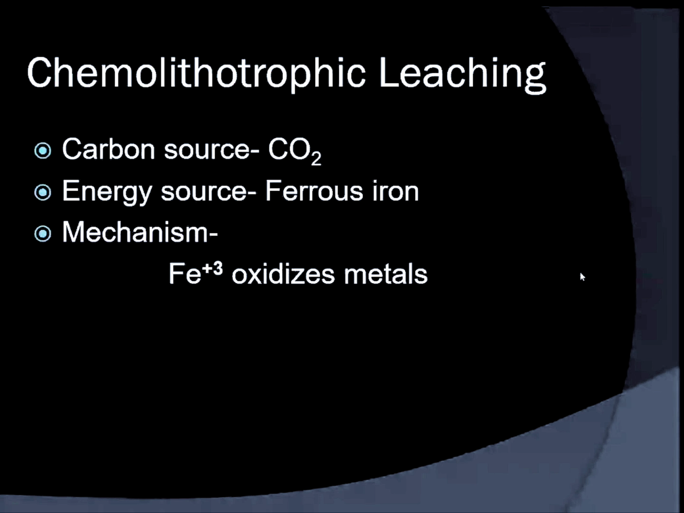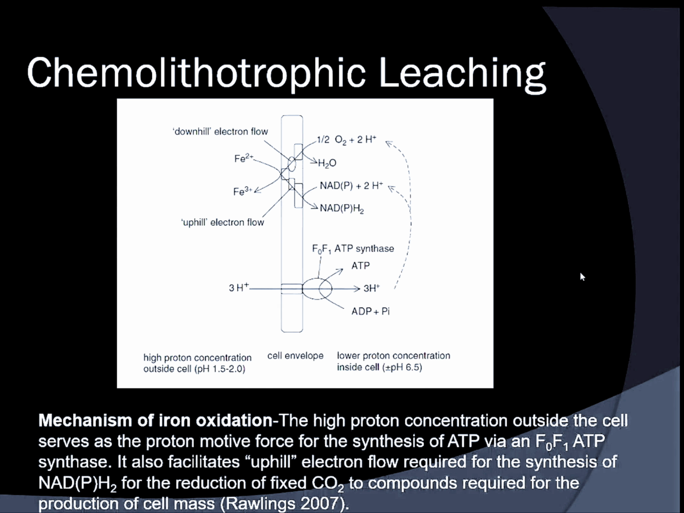In chemolithotrophs, as the name suggests, the carbon source is CO2 and litho, an inorganic source, is the energy source. So the ferrous ion in this case is an energy source. The mechanism is that Fe3+ oxidizes the metals. Ferrous is converted into ferric during the growth, and the ferric ions which are generated work as a leachant. This is an electron transport chain of the organisms.